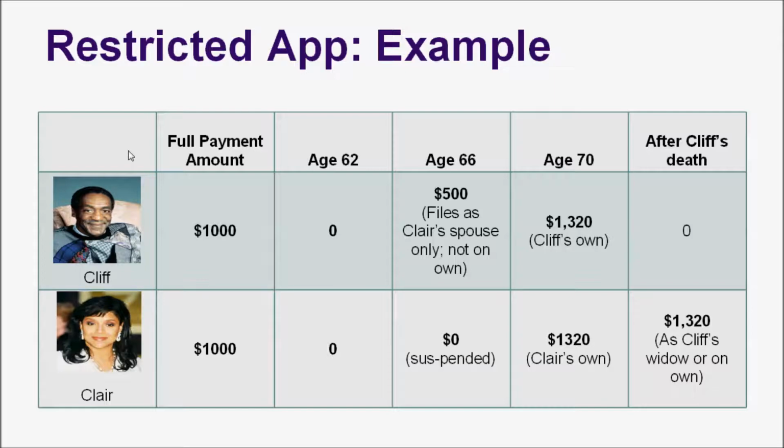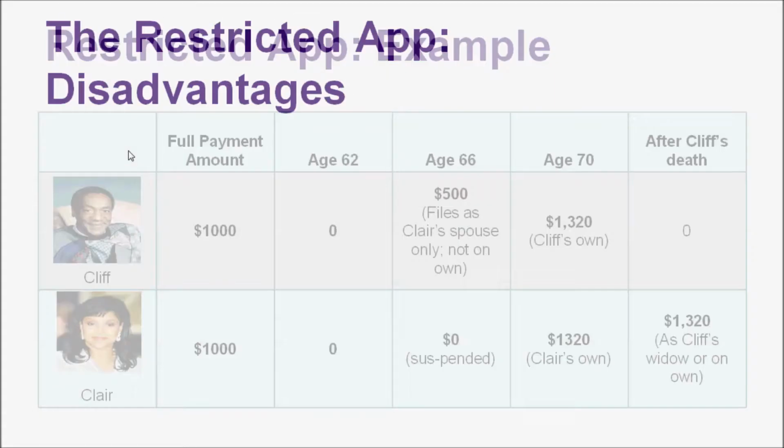Yours, 50% of your spouse's, or your own. So he switches to $1,320, and she starts finally withdrawing it on her own. And so now they're both taking $1,320, and if Cliff dies early or either of them die early, the other one continues to receive $1,320 for life.